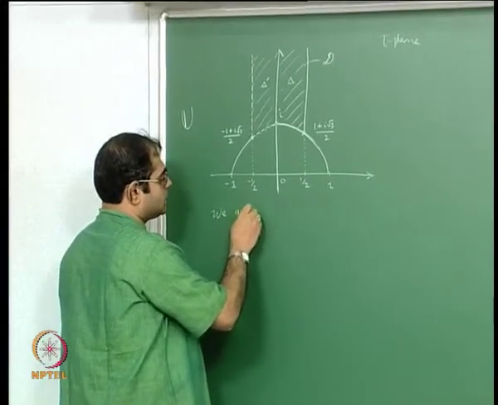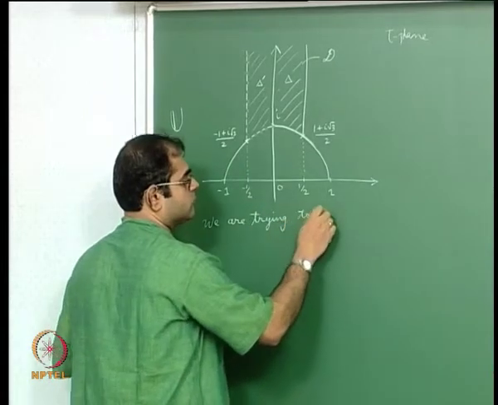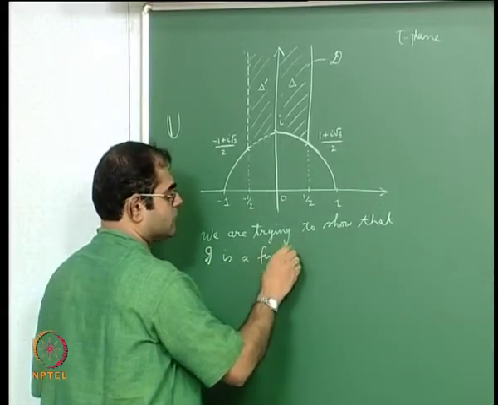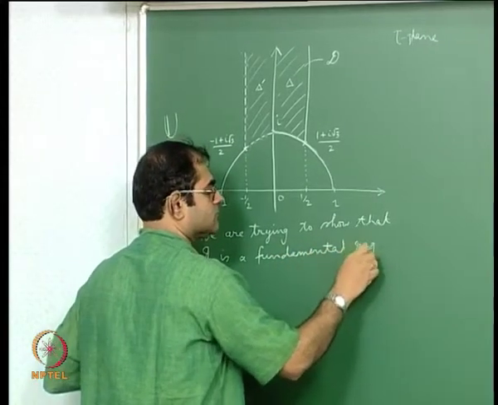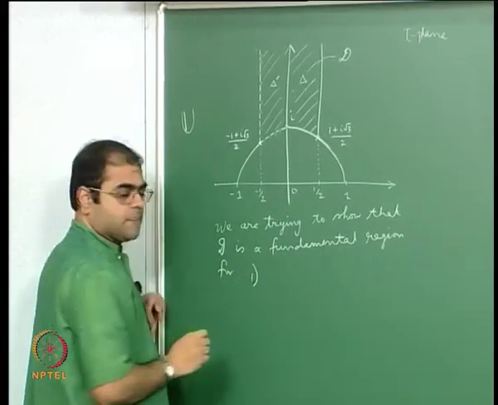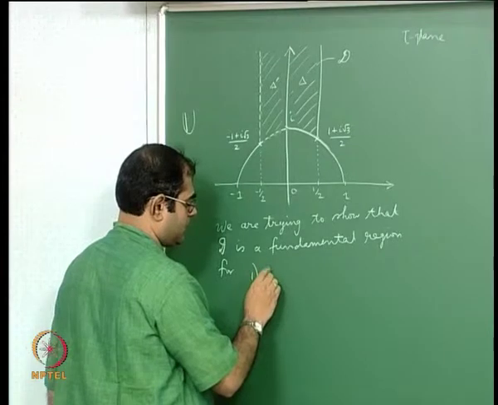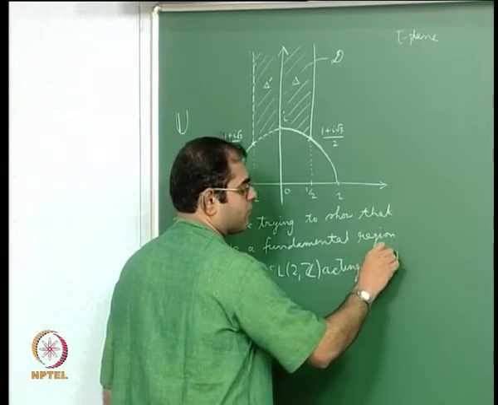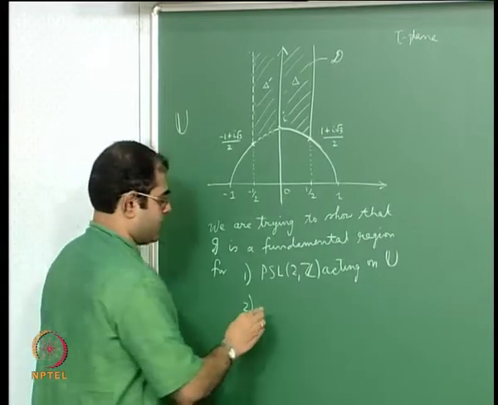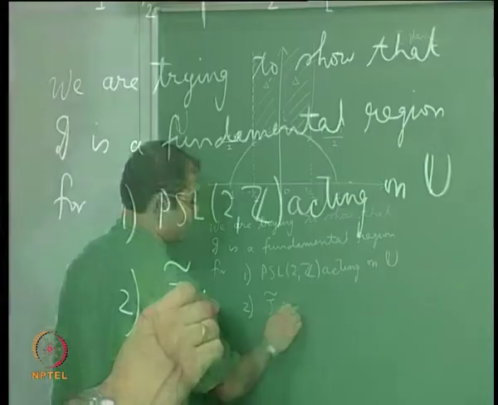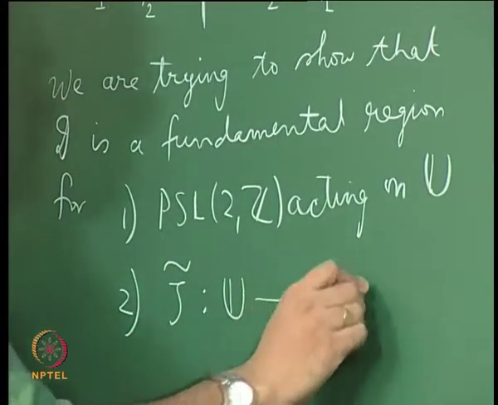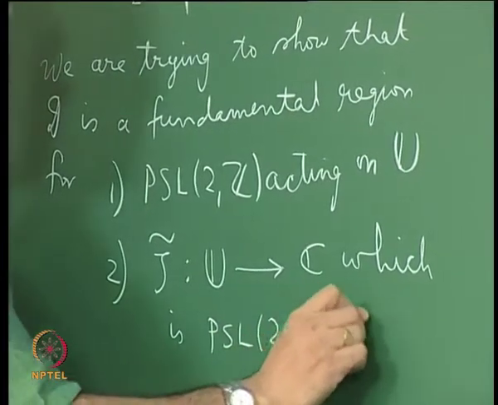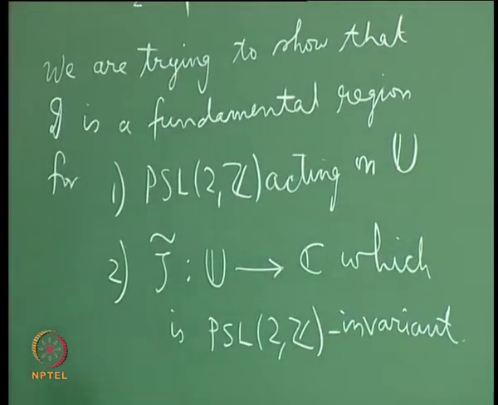We are trying to show that script D is a fundamental region for, number 1, PSL2Z, the unimodular group acting on the upper half plane, and number 2, j tilde defined from the upper half plane to C, which is PSL2Z invariant. Okay, this is what we are trying to show.